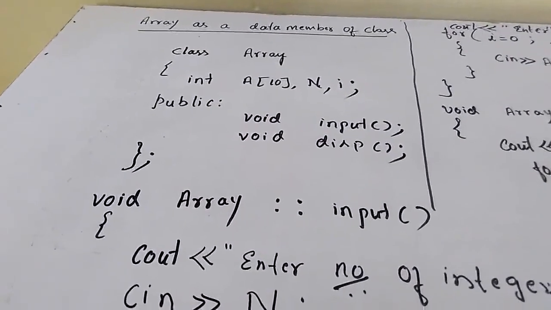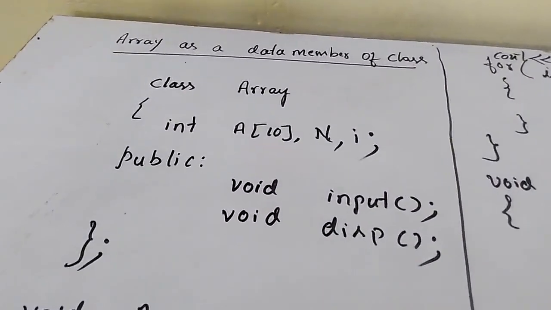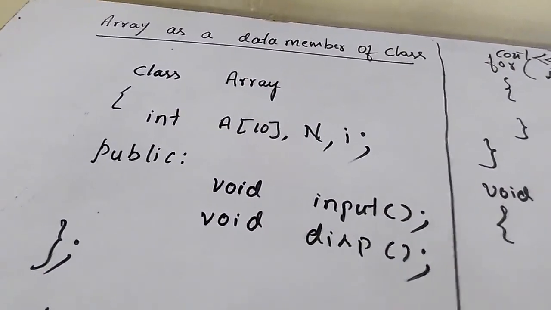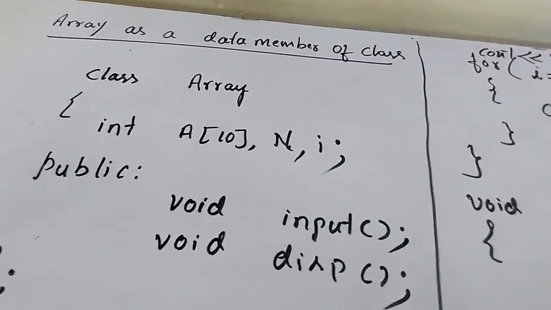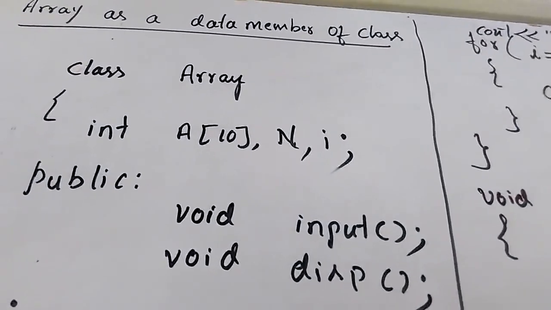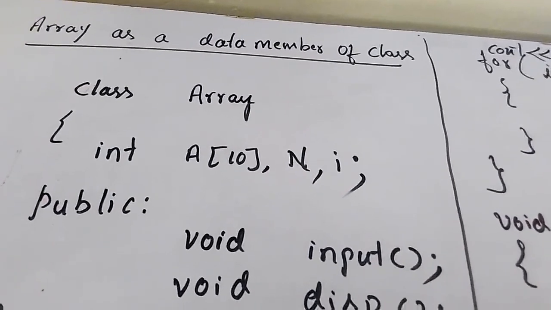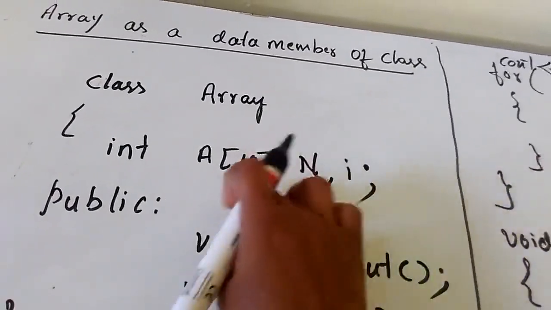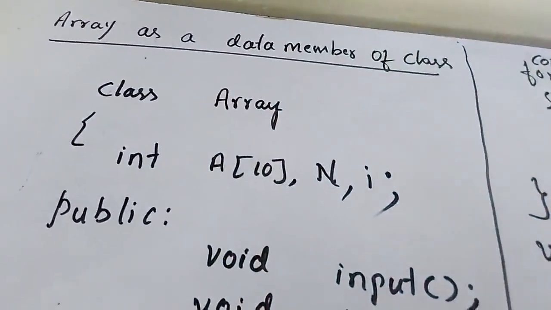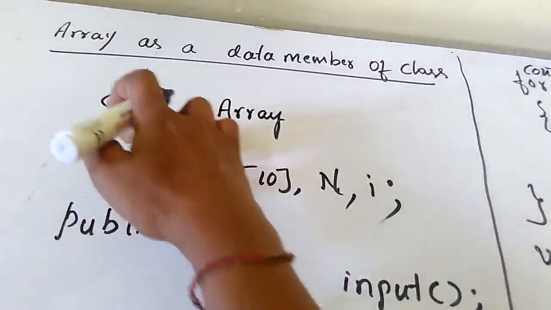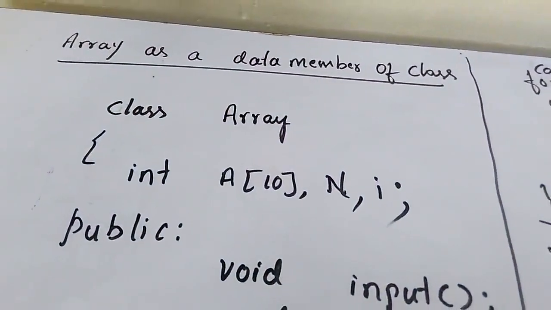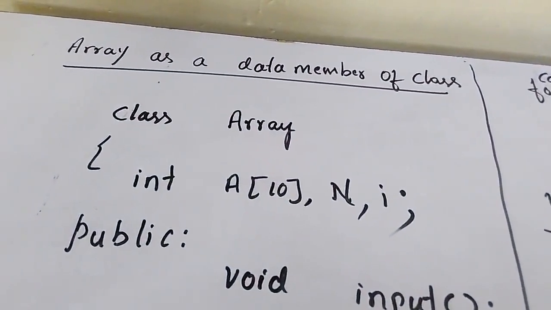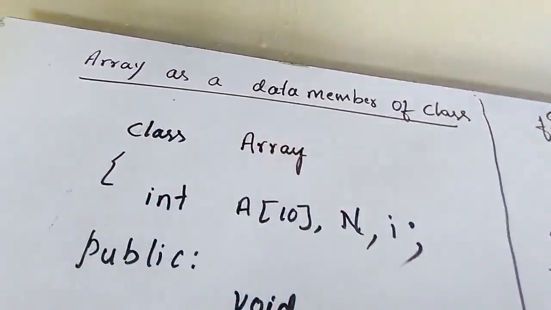Okay. See, in this example, I have taken a class array and data member a of 10, that is an integer array, because the concept is array as a data member of a class. Here I have taken array as a data member of a class. It is in a private section. I did not mention any access specifier here. If you don't mention any access specifier, by default it's a private access specifier.